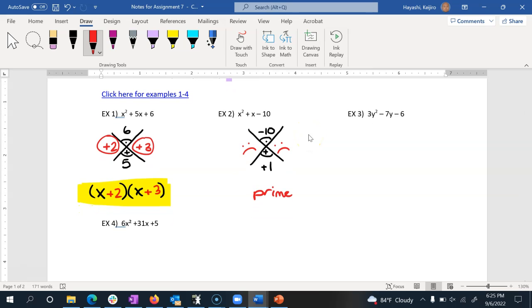All right, so we got one that has a 3 in the front of the y squared. So we got to take that 3, slide it to the back. And what trinomial is that going to give us? Okay. So we'll work with that. We want to find two numbers that multiply to negative 18 and add up to negative 7.